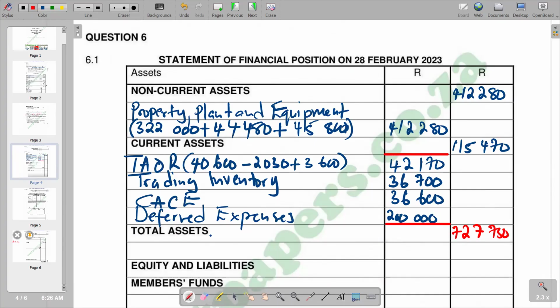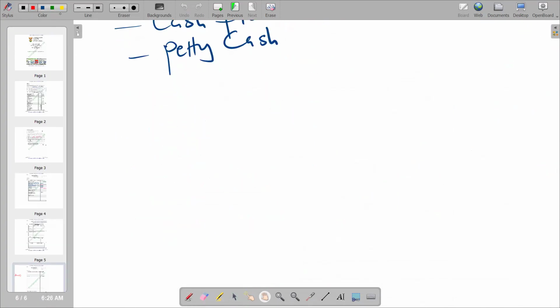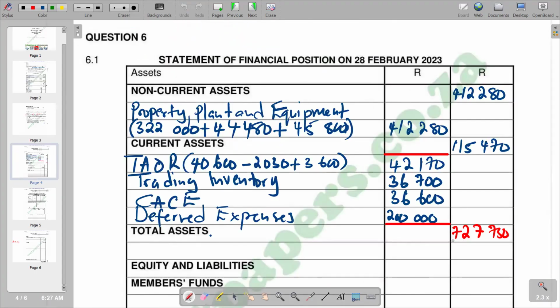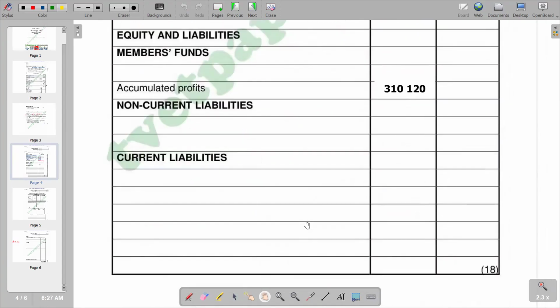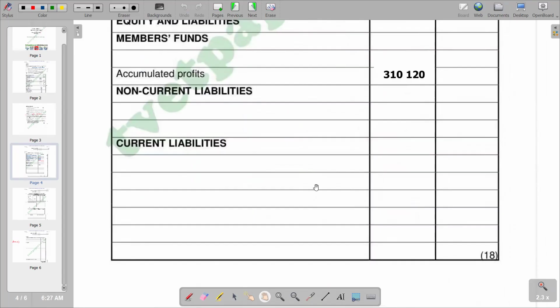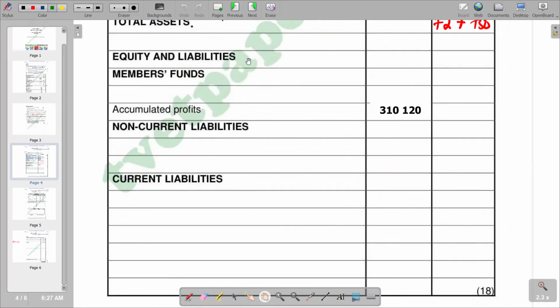So we can take note also that according to the accounting equation, total assets is equal to total equity and liabilities. So that's what we have. So it means the figure that we got here, 727,750, is also the same figure that is to come at the bottom here as our total for equity and liabilities. So the total should be the same.